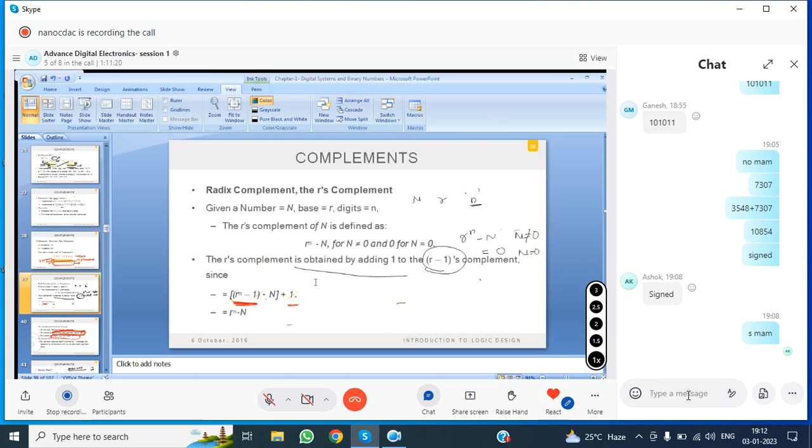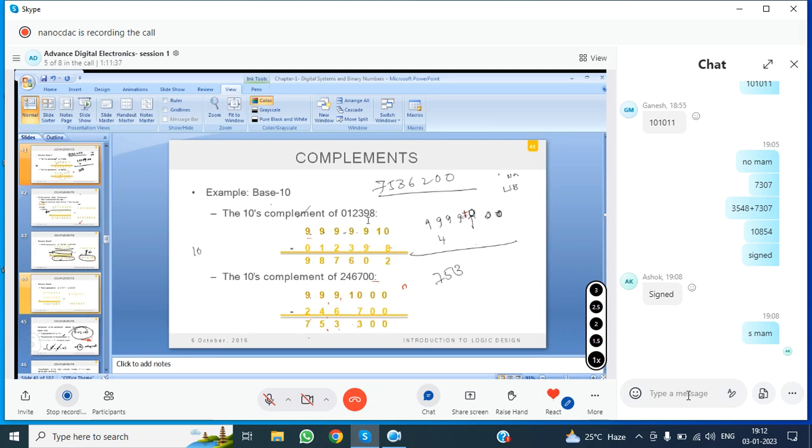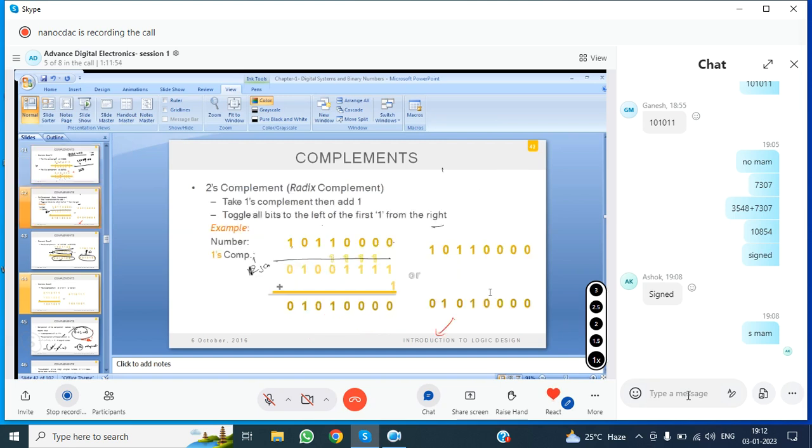Now in radix complement, it is just r power n minus n. But in radix complement, what you need to do is, first the LSB you need to subtract from 10, and the others you need to subtract from 9. See here, this is the example. If the LSB is non-zero, only then you should take 10. If the LSB is 0, simply put 0. Where the non-zero LSB starts, there you need to put 10, followed by 9s. So these are the 10's complements.